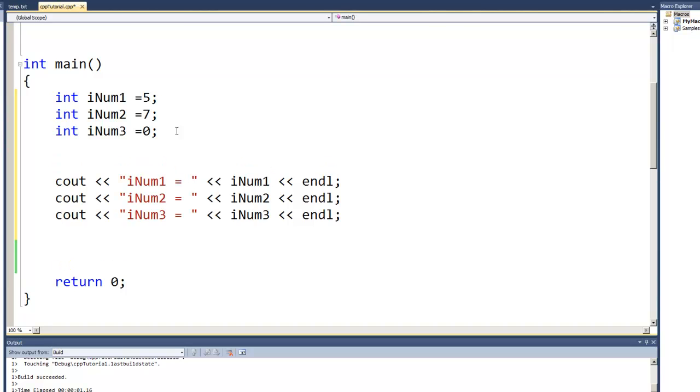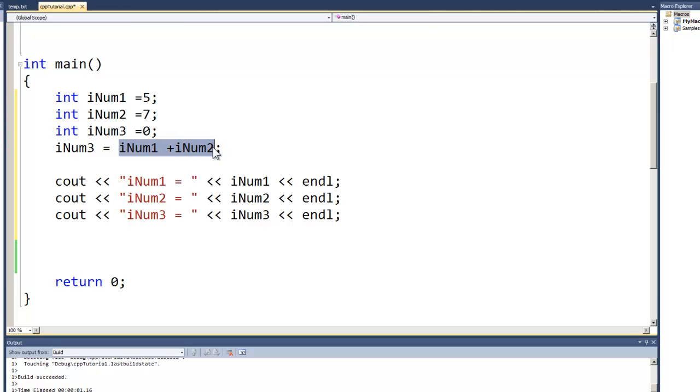So first, let's do a simple addition. I'm going to say that inum3 is equal to inum1 plus inum2. And as I pointed out before, the equal in this case is not equal. It means assigned to. So you take the calculation on the right, do the calculation and put the results into the value on the left.